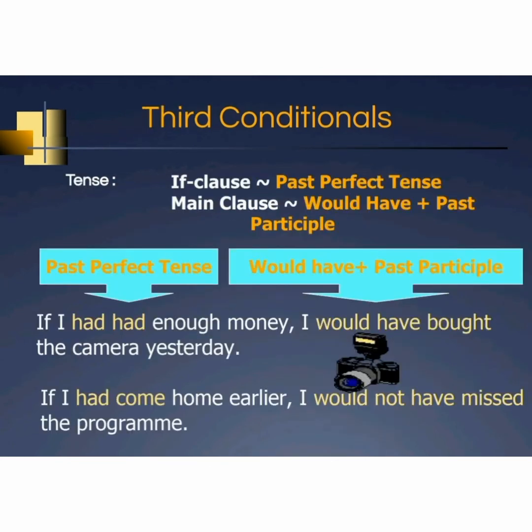Third conditionals. Tense. If clause: past perfect tense. Main clause: would have plus past participle. If I had had enough money, I would have bought the camera yesterday. If I had come home earlier, I would not have missed the program.